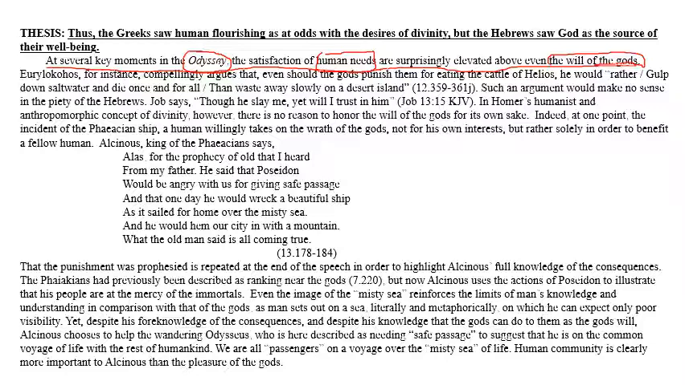In Homer's humanist and anthropomorphic concept of divinity, however, there is no reason to honor the will of the gods for its own sake. Indeed, at one point, the incident of the Phaeacian ship, a human willingly takes on the wrath of the gods, not for his own interests, but rather solely in order to benefit a fellow human. Alcinous, the king of the Phaeacians, says, and then we have this quotation.